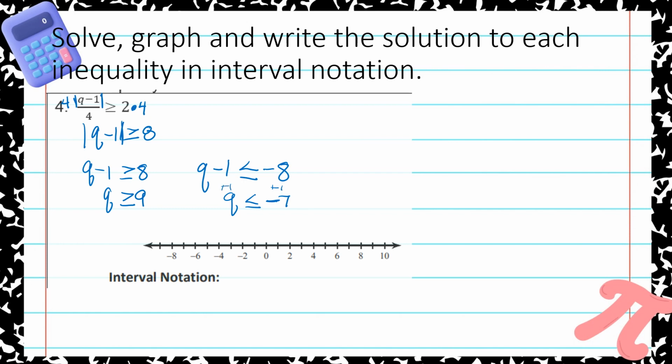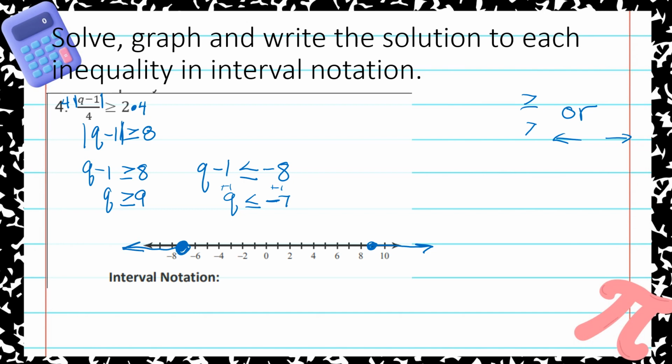So q is going to be greater than 9, but it's going to be less than negative 7. And the distance from the center is going to be more than that 8. So when it is greater than or equal to, this is the or, and they go in different directions. So q is greater than or equal to 9, and q is less than or equal to negative 7. And we're closing in the circles because it's included.